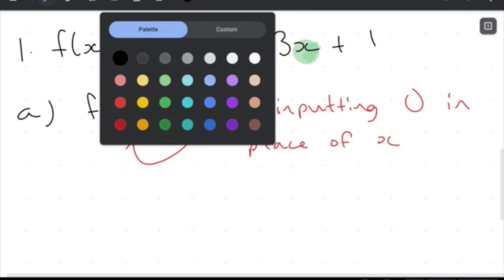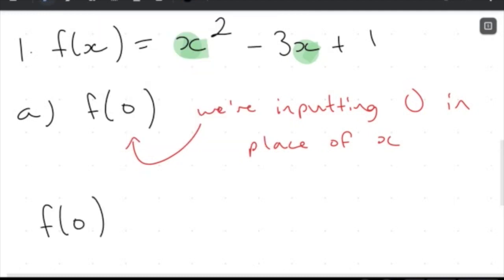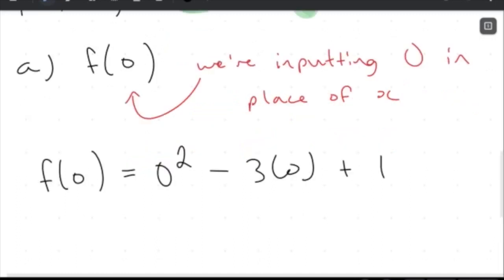So my f of 0, or my function f of x when x equals 0, or the output when my input of x equals 0, is going to be, now in place of all the x's, I'm going to put a 0. So I have 0 squared minus 3 times 0 plus 1. Now 0 squared gives me 0, 3 times 0 gives me 0, so I'm just left with 1.